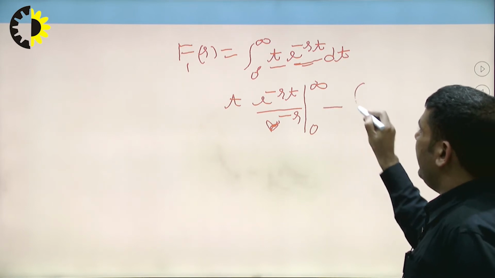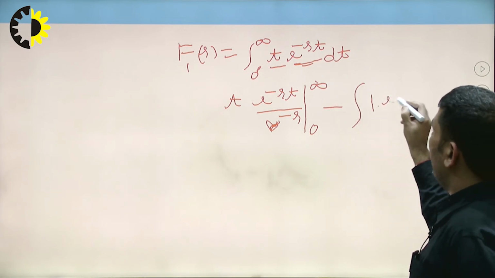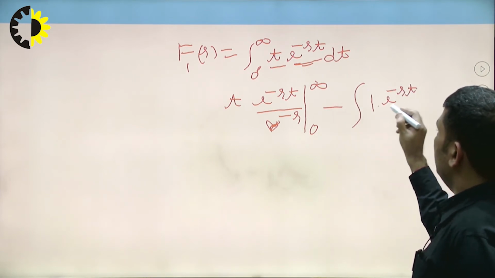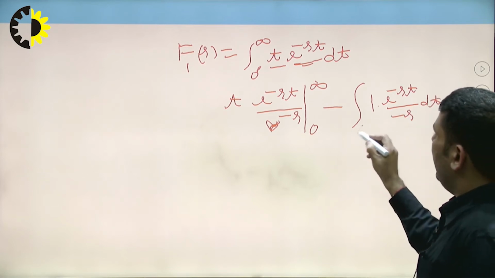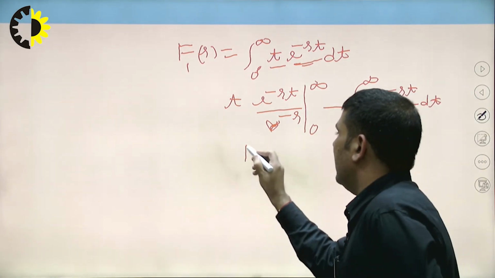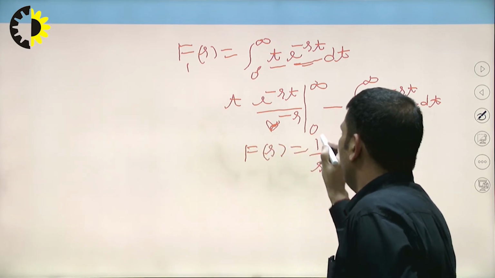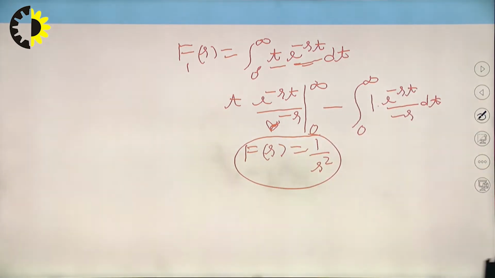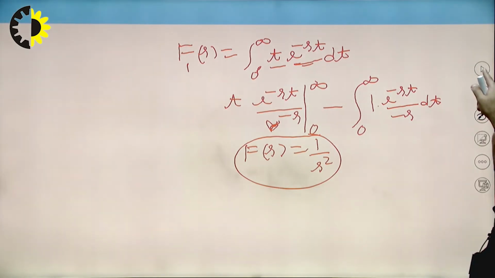Minus the integration of the differentiation of the first, that is 1, into the integration of the second, e raised to power minus st upon minus s, dt. Again the limits are from 0 to infinity. So if you solve it out, F(s) will come out to be 1 upon s square. So this is an example of the unit step, and this one is the Laplace transform example for the ramp signal.